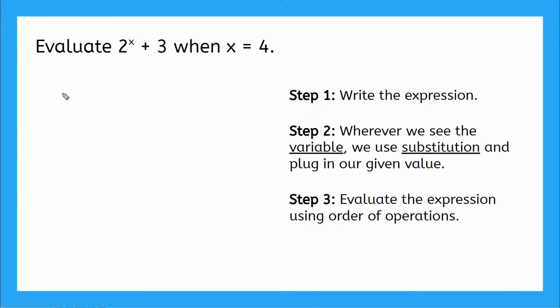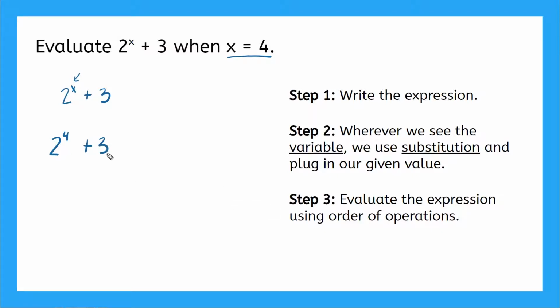So let's do it. Starting with step 1, let's write out the expression. It's 2 to the power of x plus 3. And now let's go to step 2. Wherever we see the variable, we use substitution. So where's the variable? Yeah, x is up here. It's the exponent here. And my given value is x is equal to 4. So I'm going to plug in my given value wherever I see my variable, which is up here in my exponent. So I have 2 to the 4th power plus 3.